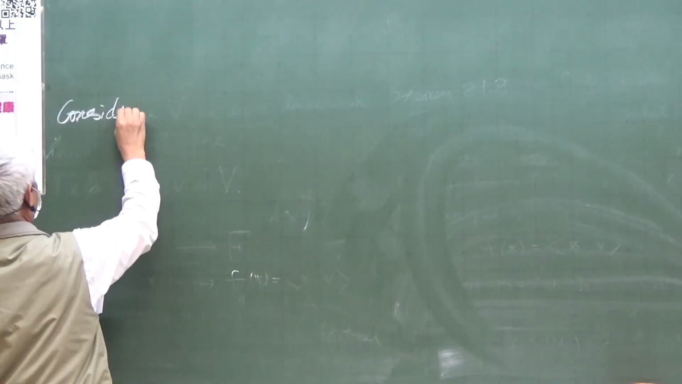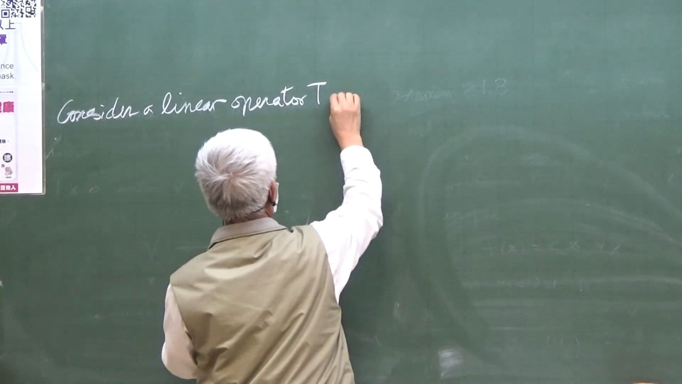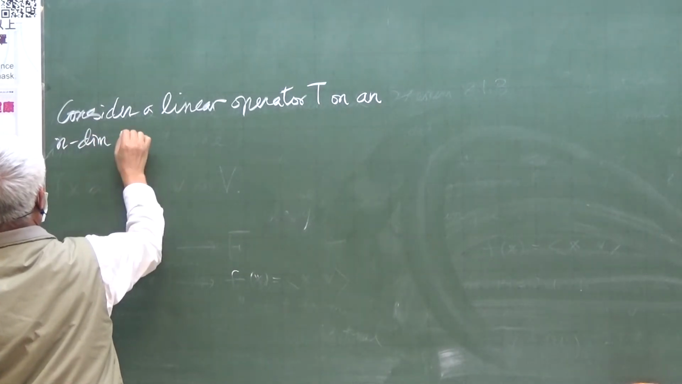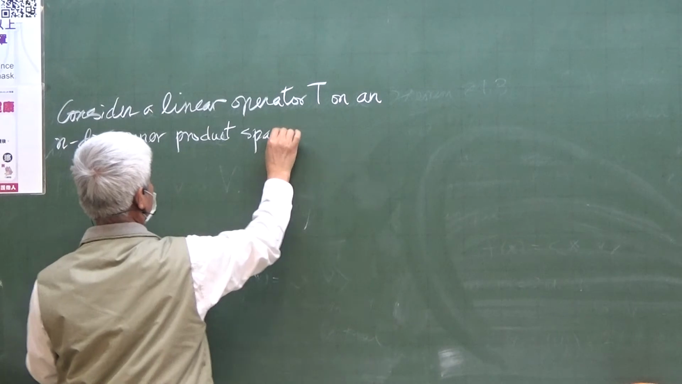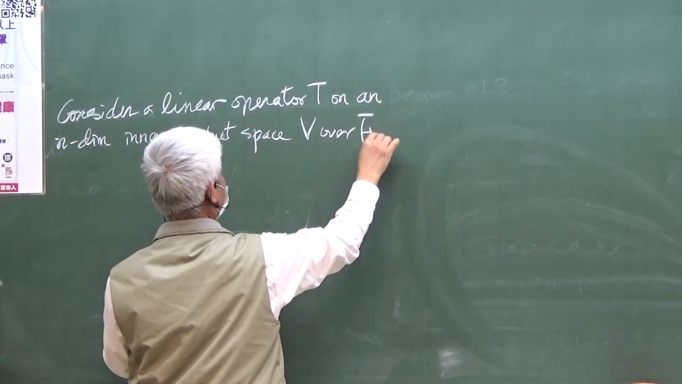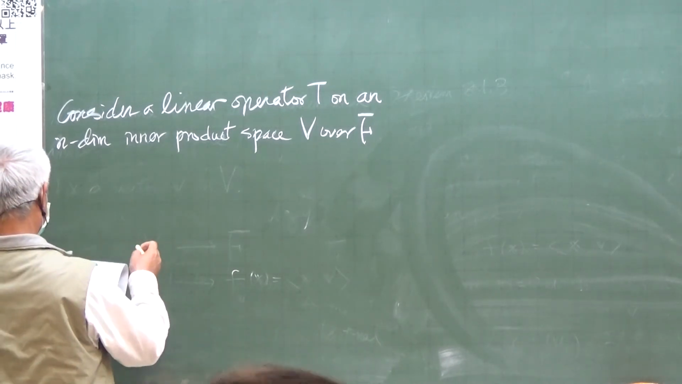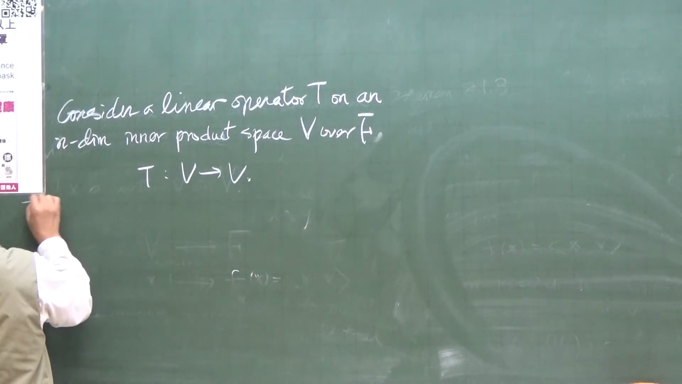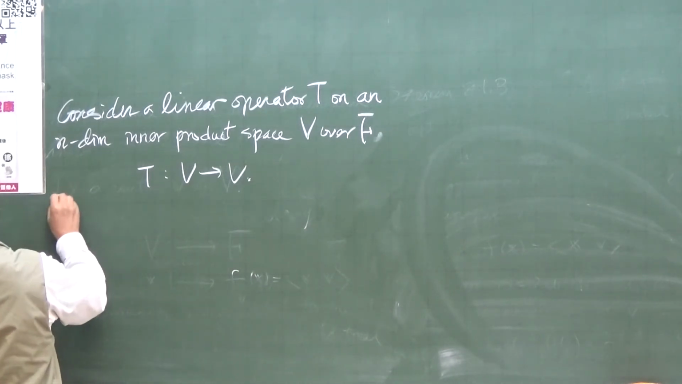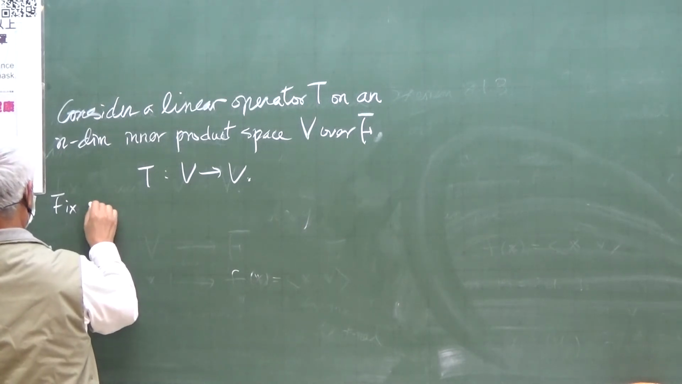We next consider a linear operator T on an n-dimensional inner product space. An operator on V is actually a linear transformation from V to V. Now we fix a vector y in V.